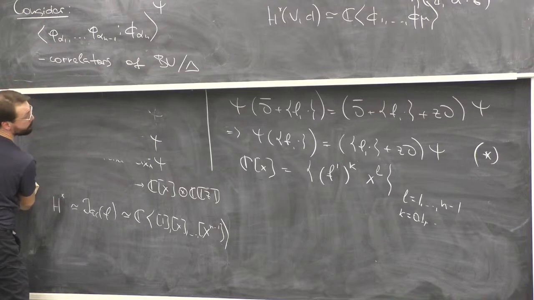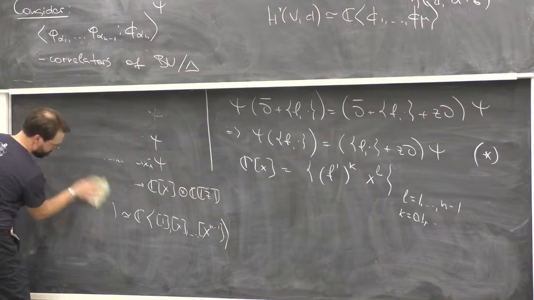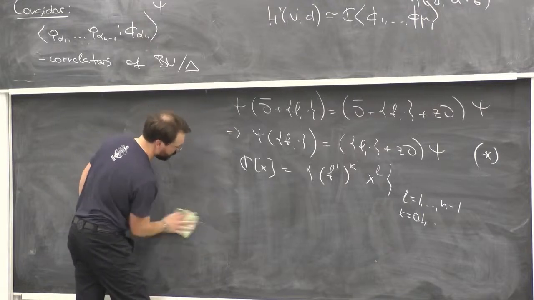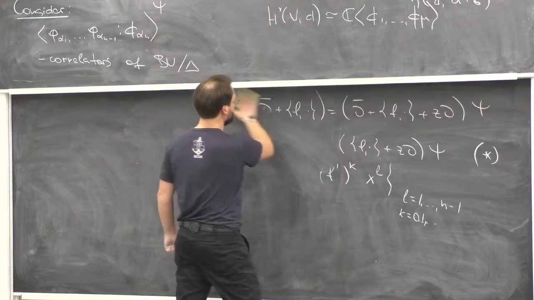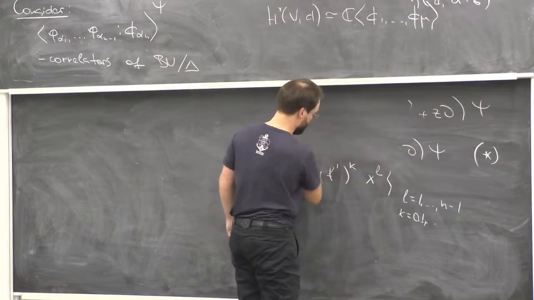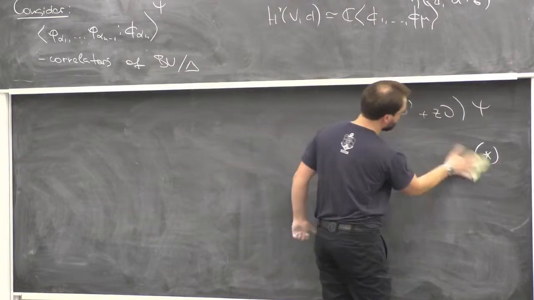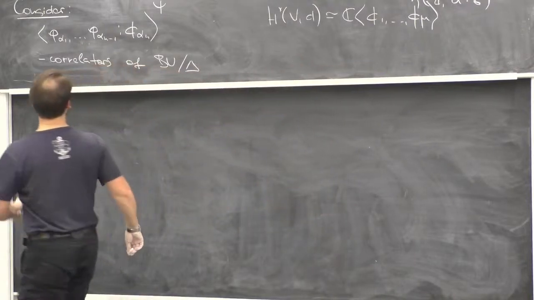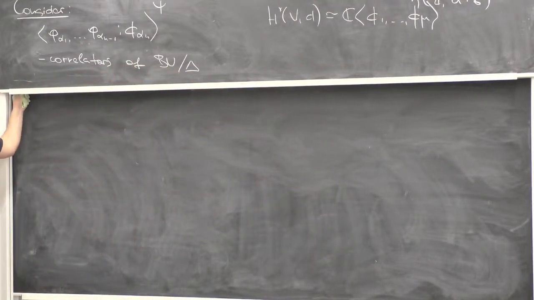Less letters is always better than more letters. So I do the following. I consider the trees, rooted trees. But again, Sergej, when you say correlators of BV delta, it doesn't mean anything, right?